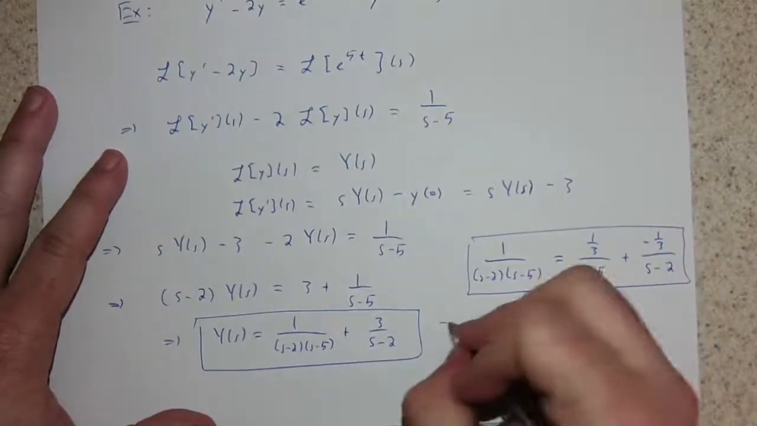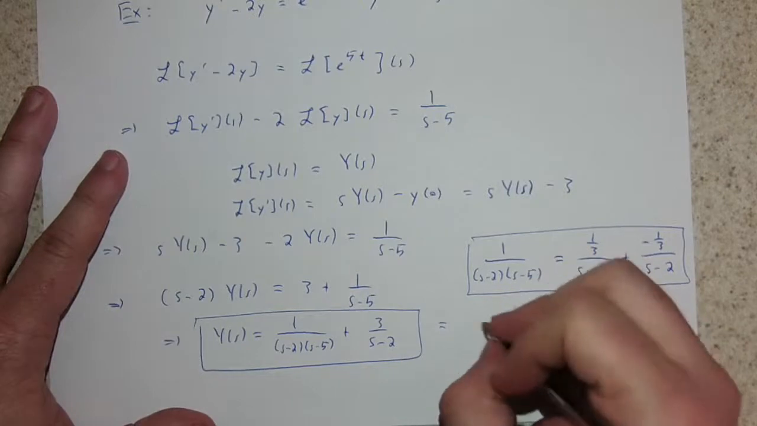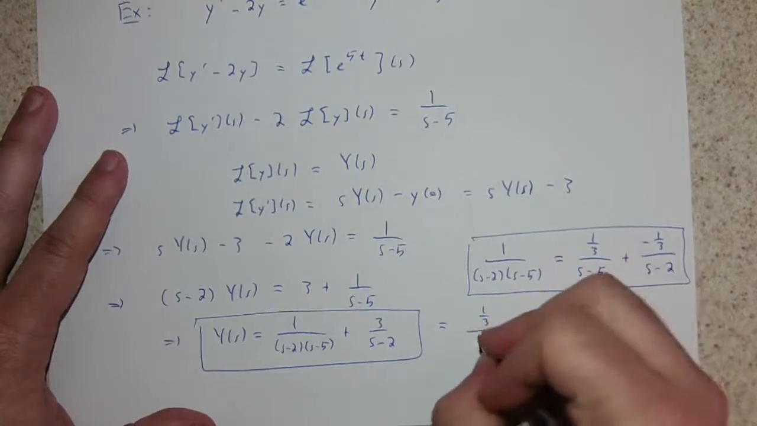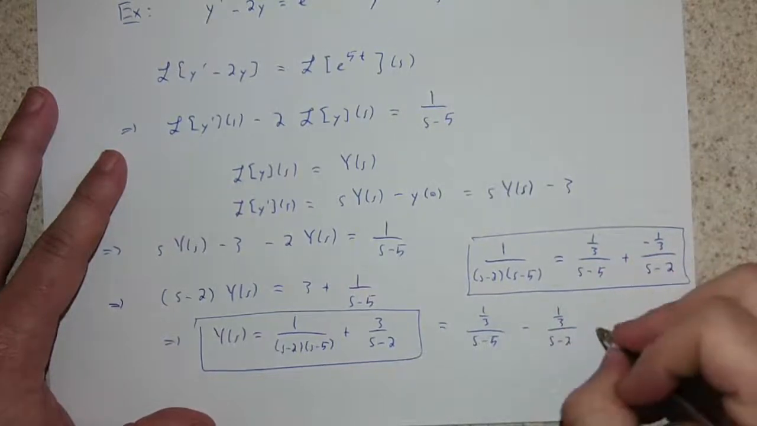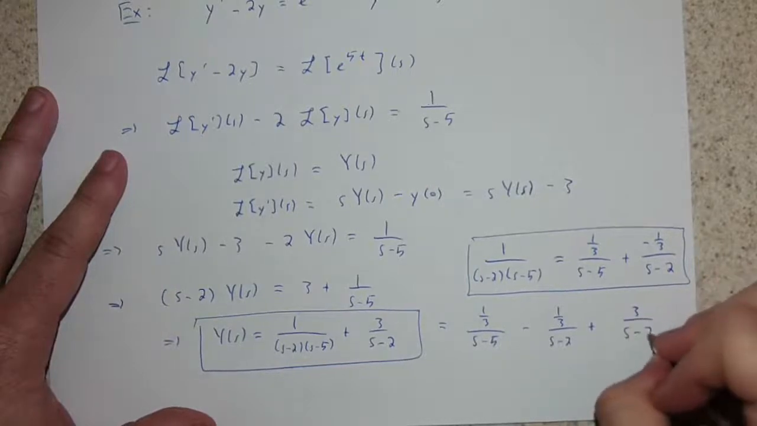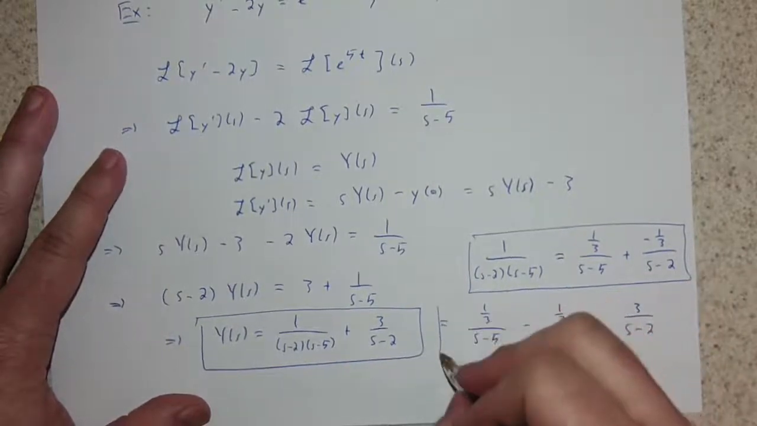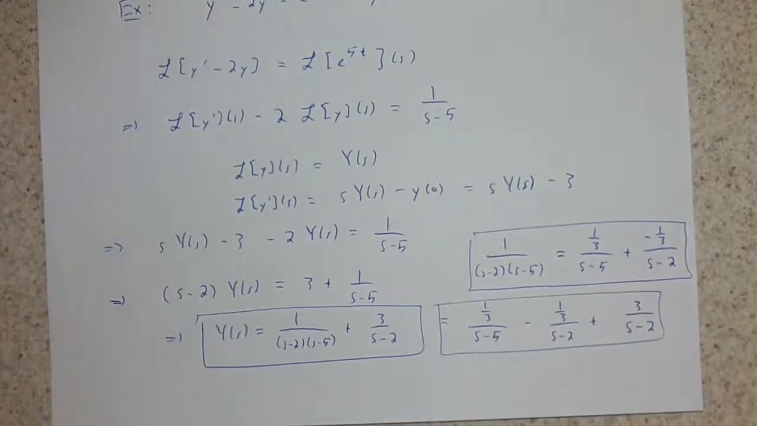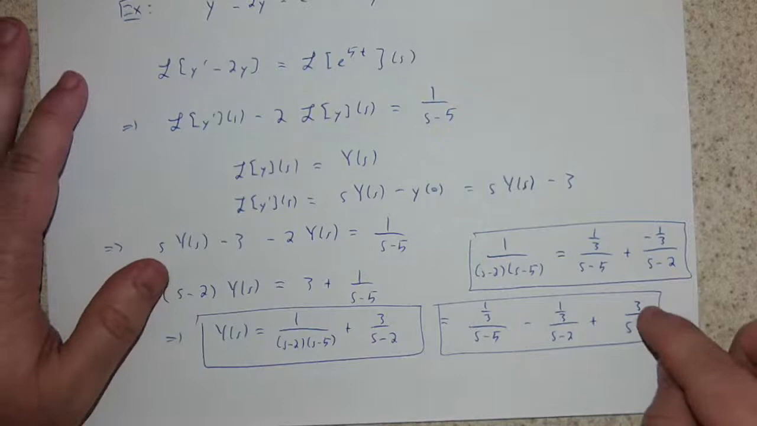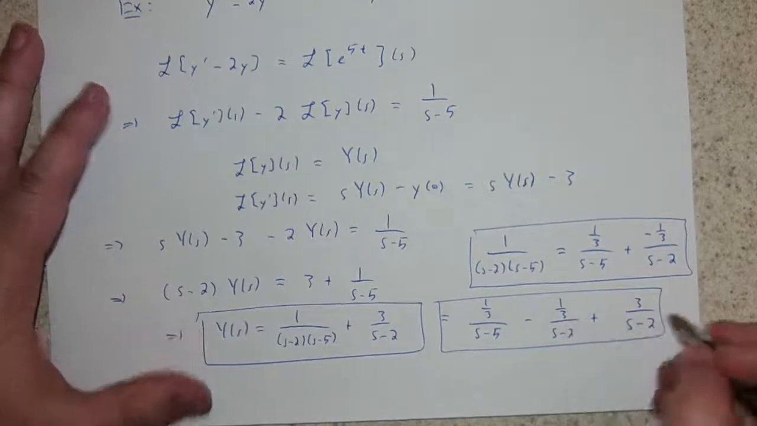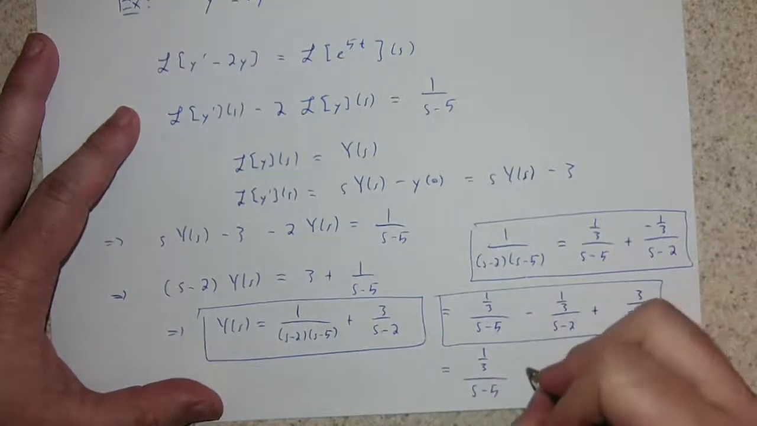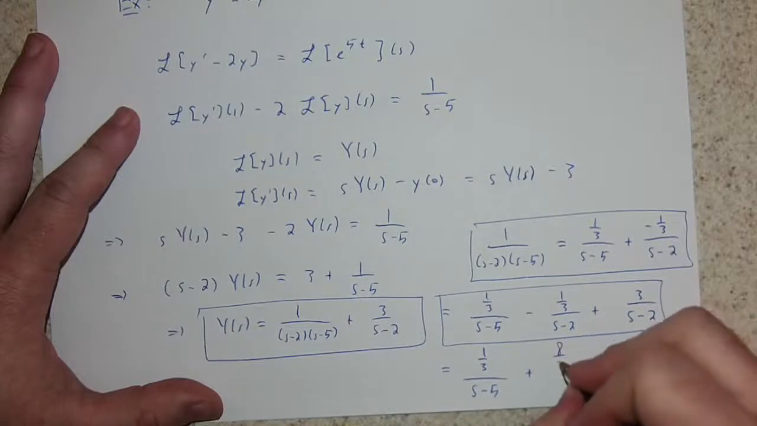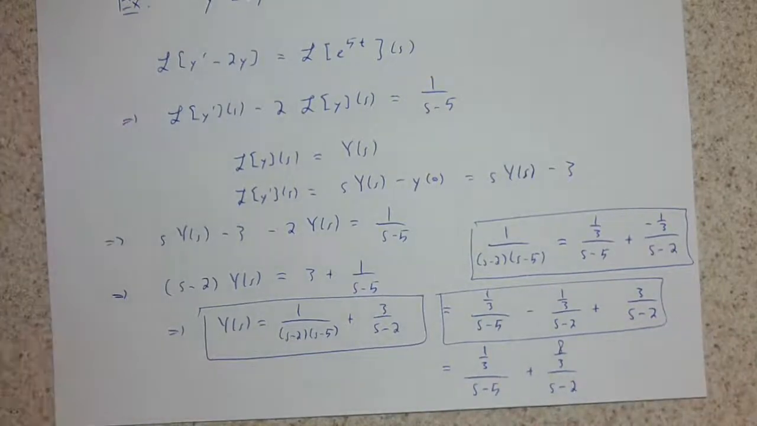So using that fact to rewrite this ever so slightly, this is 1/3 over s minus 5, minus 1/3 over s minus 2, plus 3 over s minus 2. So I can simplify this a little bit. 3 is 9/3, so 9/3 minus 1/3, this is like plus 8/3, right? So this is 1/3 over s minus 5 plus 8/3 over s minus 2. Okay, so that's my big Y of s.